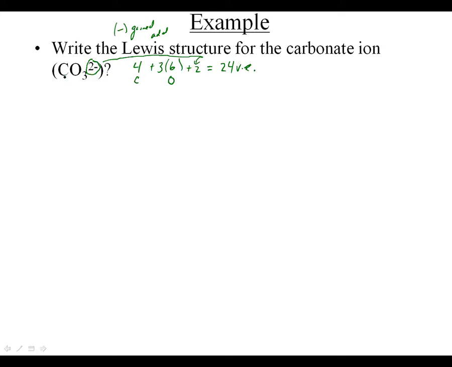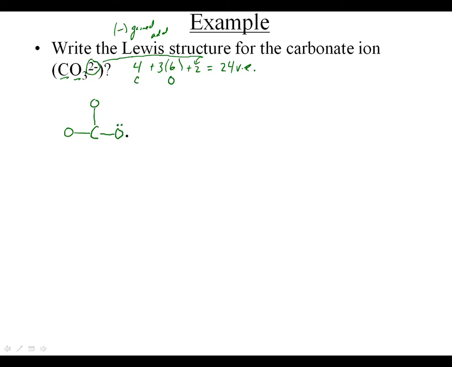In this case, we have 1 carbon and 3 oxygens. So the logical arrangement is carbon in the middle, and everybody else is on the outside, bound to it. We're going to make 1 single bond from the center to each of the outside atoms. So at this point, we've now used 6 electrons. That leaves us 18 more to go, and those will go on the outside until everybody has 8.